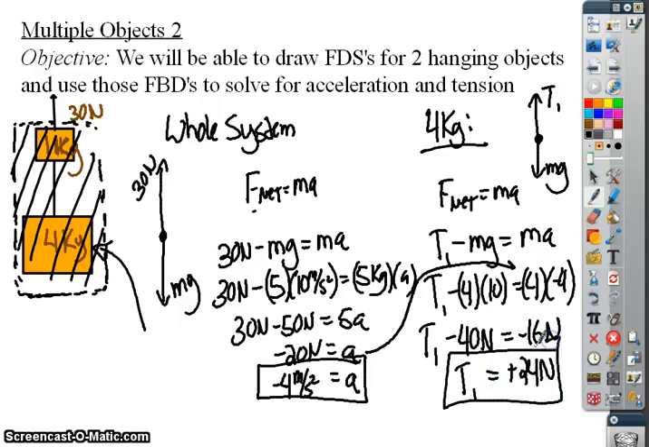Same answer. So once again, I looked at it as a whole system first to find acceleration, because acceleration is going to be the same for the whole system. No one box is going to accelerate faster than the other because they're attached. And then I went and broke it down into an individual system, so I can solve for the internal force of tension from my whole system.